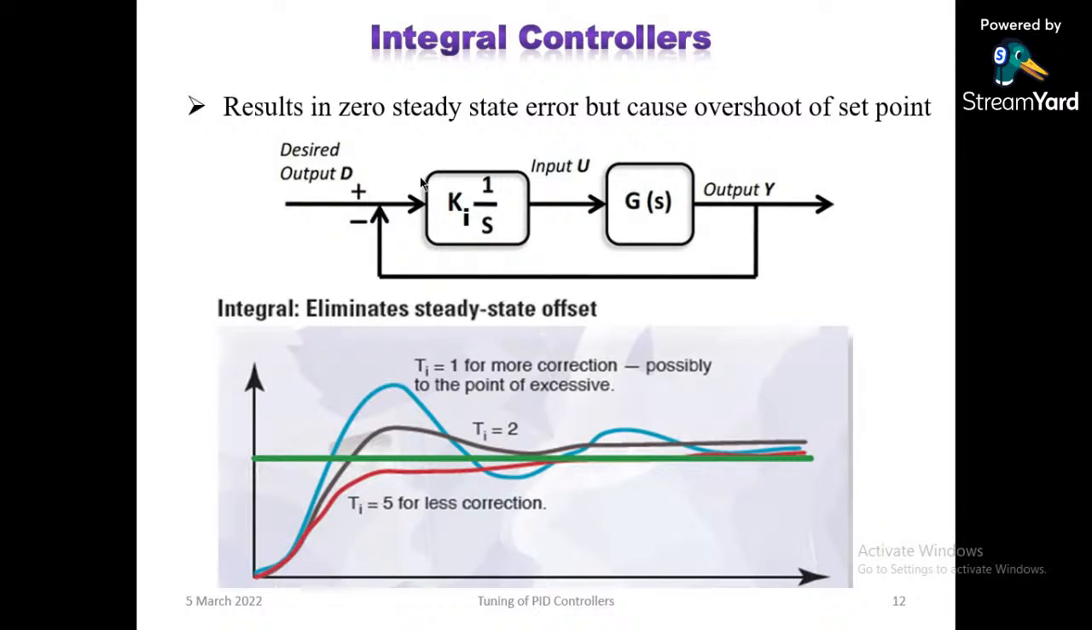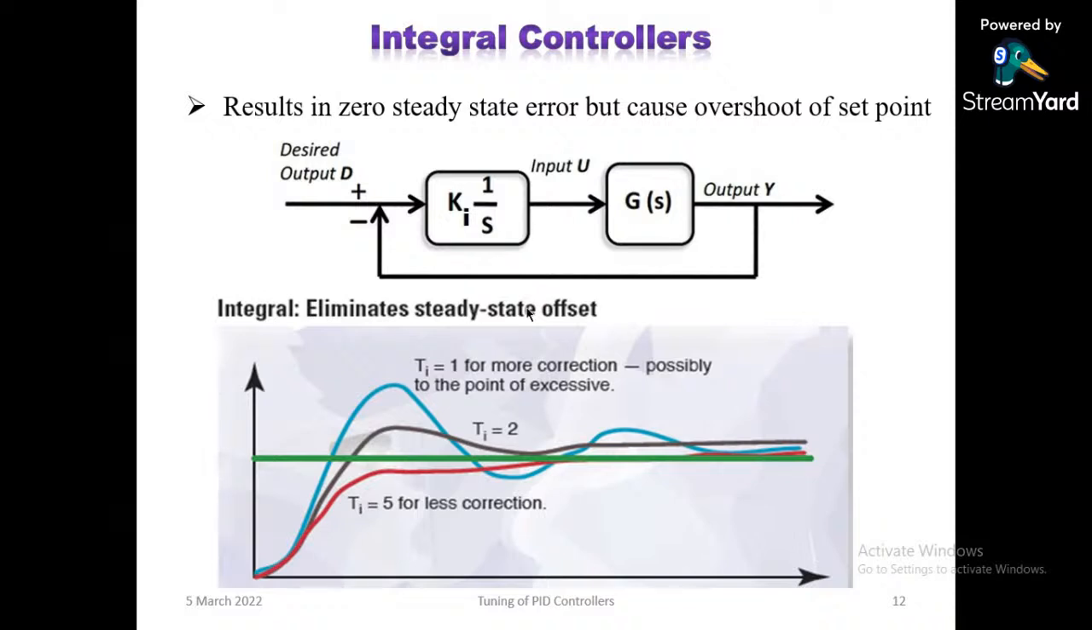Integral controller now. Just as mentioned, the integral controller will give you exactly zero steady state error, but it will cause overshoot or it will worsen the transient response. You can see that I am introducing an integral controller here. This is my existing plant, G of S. See what I have written here: Ki into 1 by S. Ki is nothing but the integral gain. Fine. 1 by S indicates the integration.